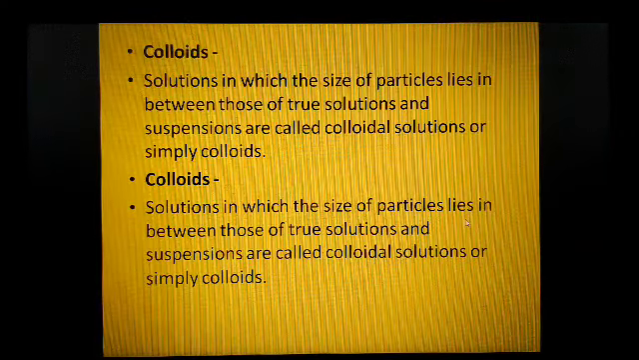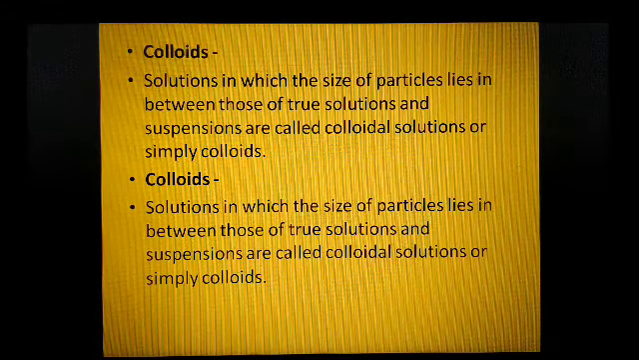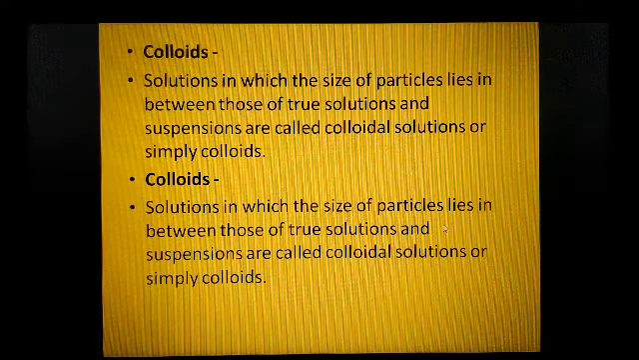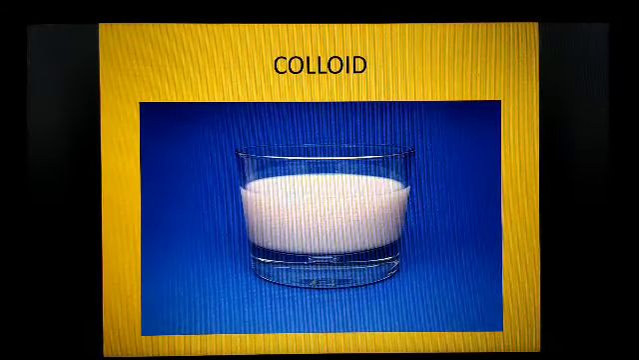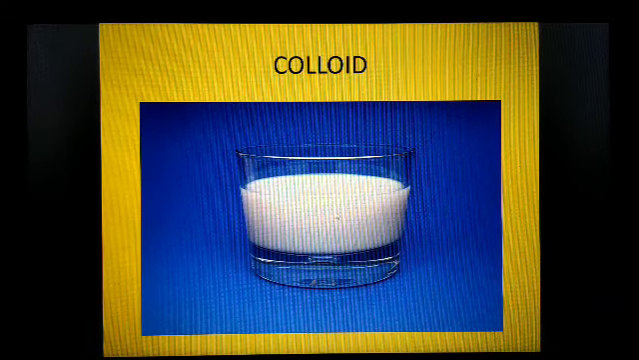Now next is colloids. Solutions in which the size of the particle lies in between those of true solutions and suspensions are called colloidal solutions or simply colloids. The same thing is repeated here, that colloids are in between true solutions and suspensions. So this is the best example we can take here. There's a glass containing some milk. So milk is an example of a colloid.